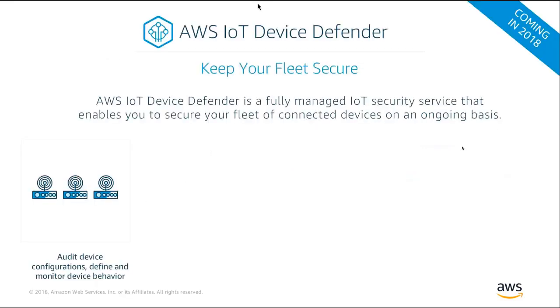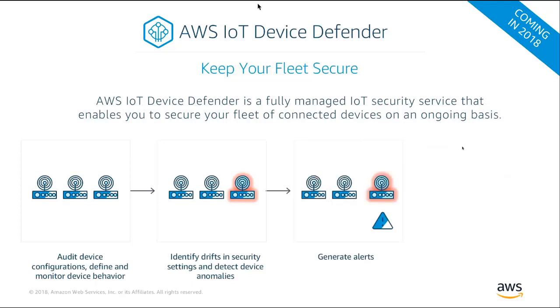So the other service I wanted to talk about is Device Defender. Device Defender is a fully managed IoT security service that really enables you to secure your fleet of devices that are connected to AWS IoT Core. You'll be able to audit your devices and the configurations related to them. You'll be able to detect when devices drift out of a preset set of requirements and permutations you expect. Then you can generate alerts. And if there is an issue, you can then use this notification to trigger a job using AWS IoT device management.